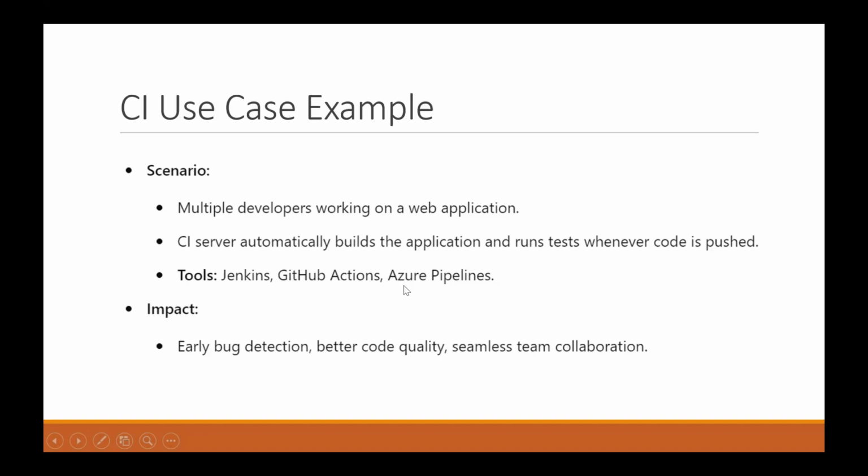Okay, these are some of the tools: Jenkins, GitHub Actions, Azure Pipelines for continuous integration. What are the impacts? Early bug detection. If you have a bug in your code, you can detect it. Suppose you have messed up something and your code is unable to build, then this pipeline will fail to build the code, and you can find the issues and fix them early and easily. Okay, you can improve the code quality. You can achieve seamless team collaboration using the CI pipeline.